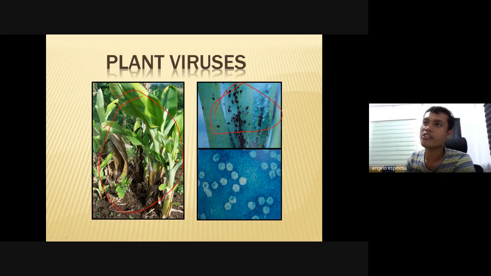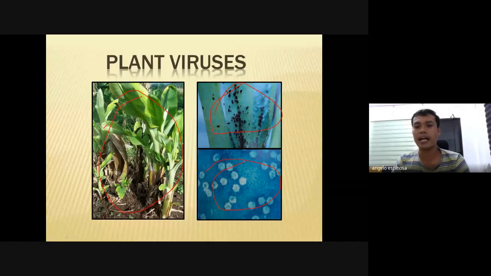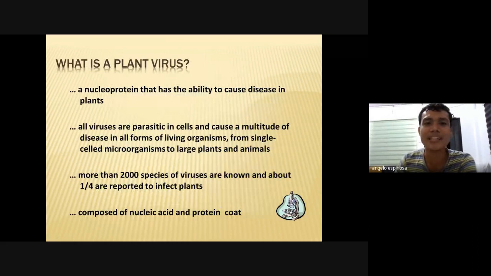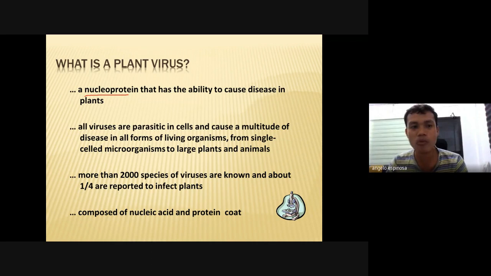Okay, so as you can see here, using the ultra microscope, the electron microscope, you can see that virus is very small, ultra microscopic, a type of disease. Okay? Now, what is a plant virus? A plant virus is a nucleoprotein that has the ability to cause diseases to plants.